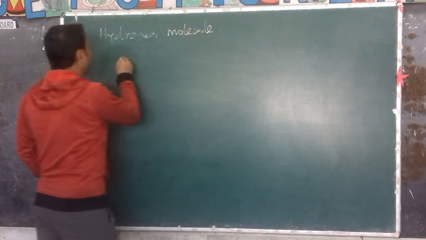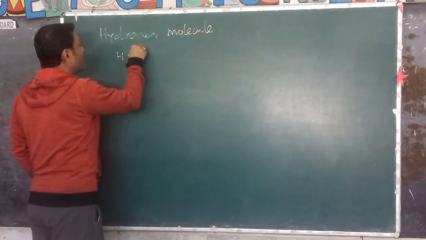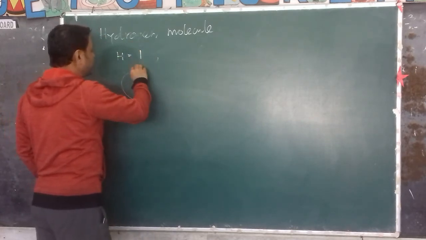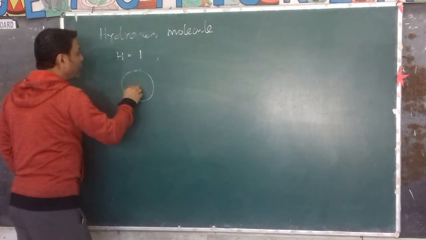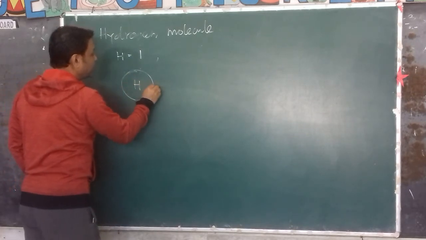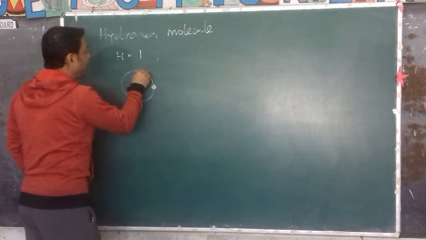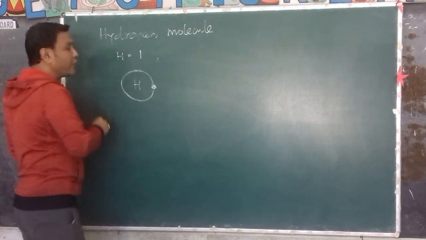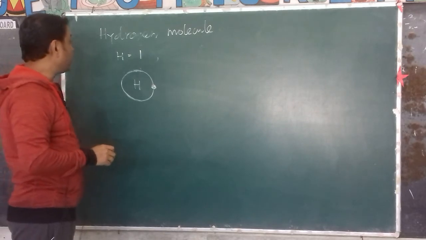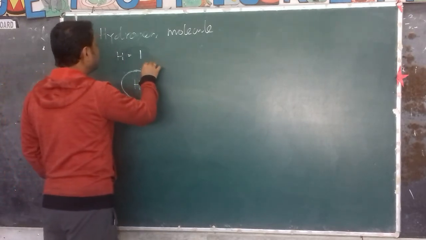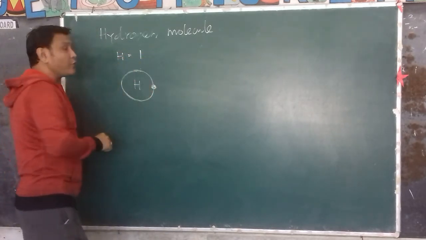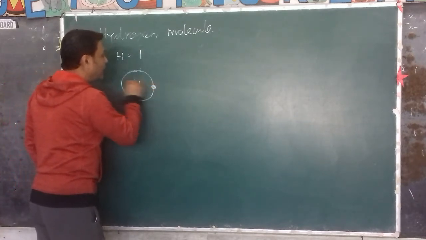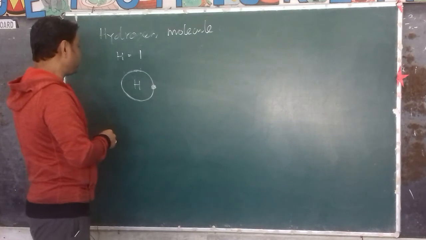Now the hydrogen atomic number is 1. So how many electrons will hydrogen have? It will have only 1 electron in the outermost shell. The maximum number of electrons in the first shell, we already know, is 2. We have learnt it last year, the electronic configuration. So since it has only 1 electron, it will have only 1 shell which consists of only 1 electron.